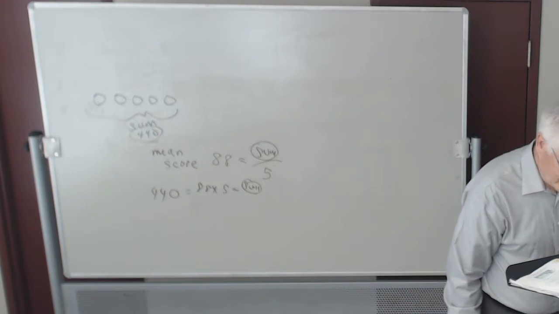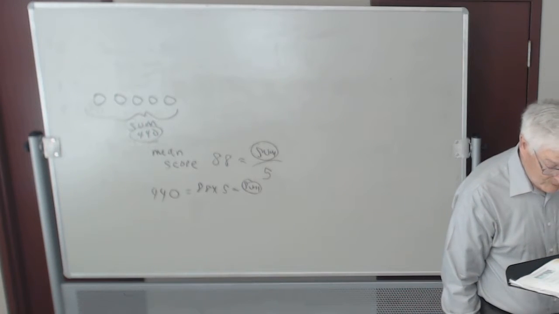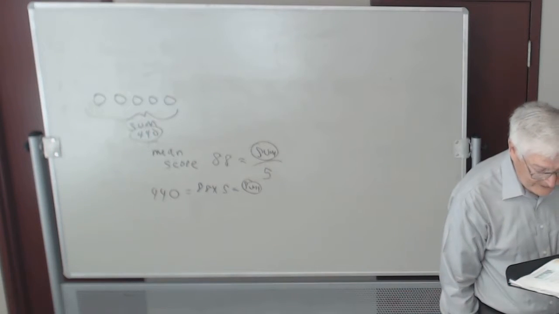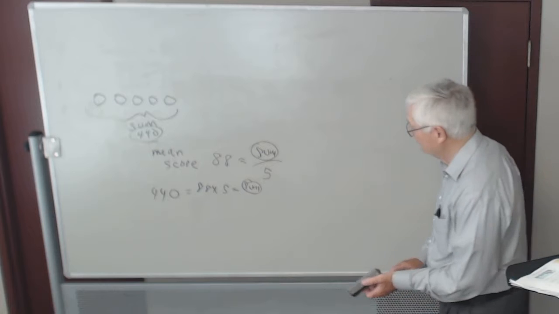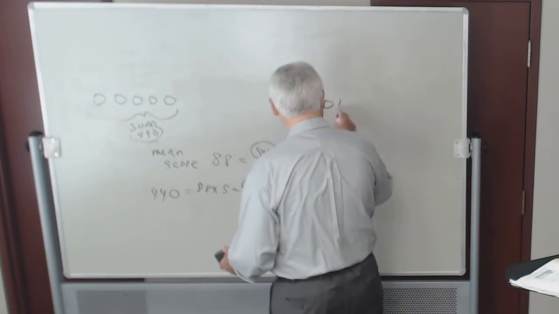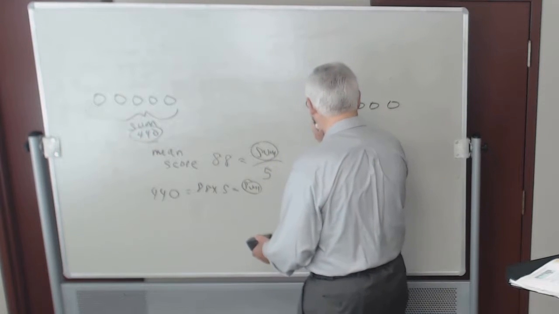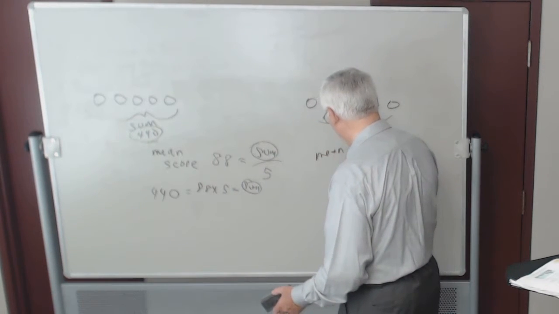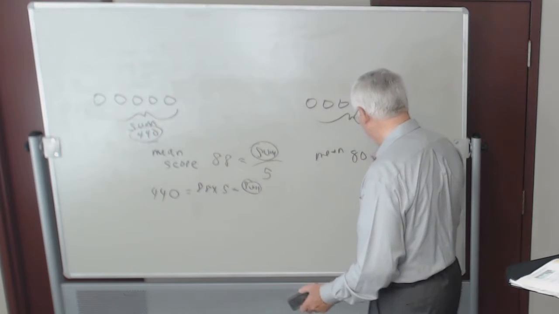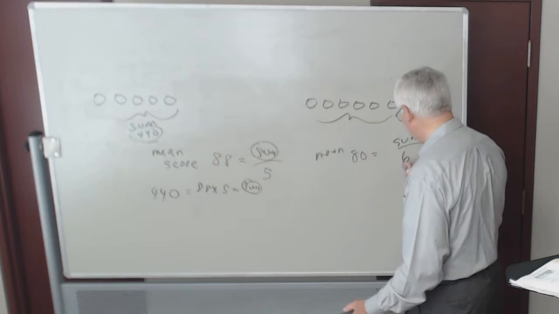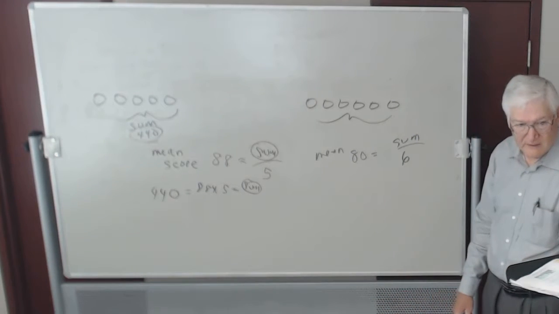What do they want to know? What score should she obtain on her next test to have an average score of 80 on all 6 exams? So now I want to add 6 exams, and I want a mean score of what? Of 80. So 80 would be the sum divided by 6. Agreed?